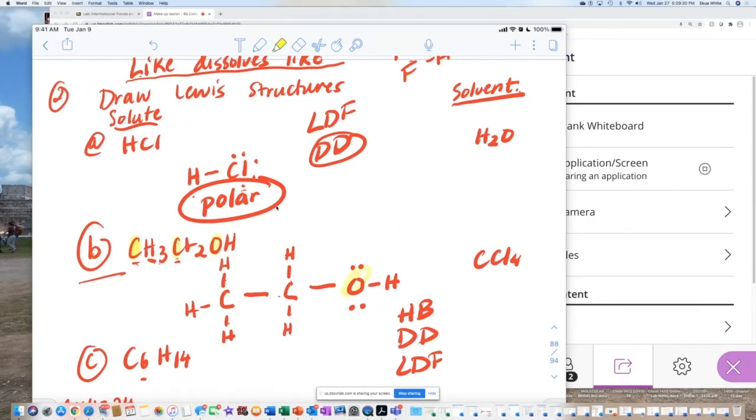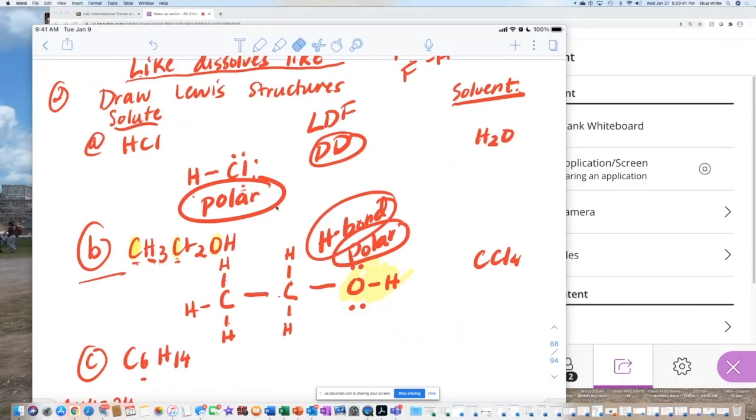Back to this one here. You see that right here? Hydrogen bonding. So this can hydrogen bond, and it's also polar. I'll write these two because when it comes to solubility, that matters. It can hydrogen bond, is polar, and it also has LDF. So these all matter.